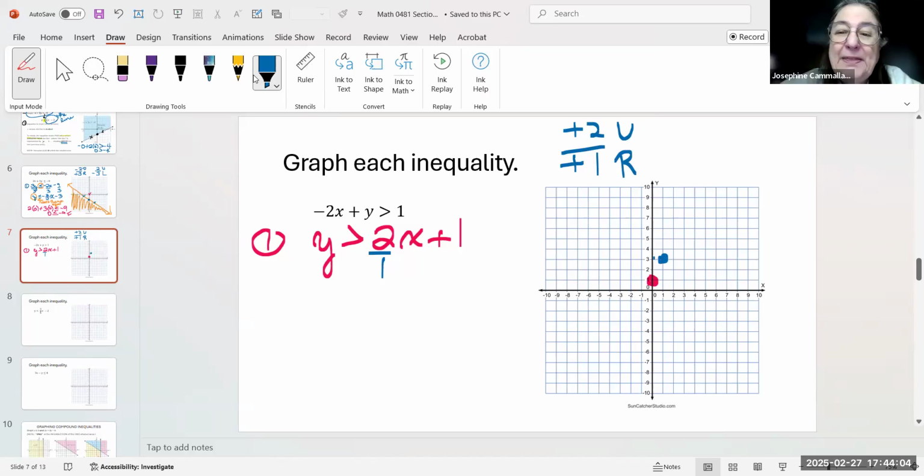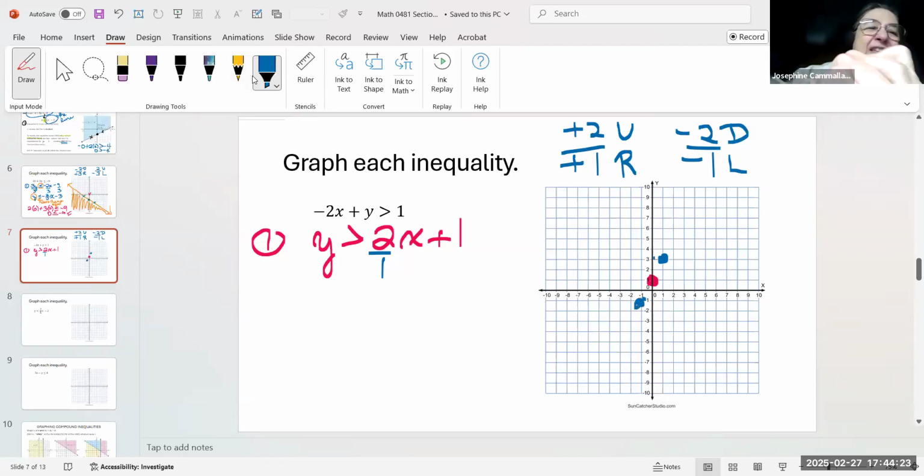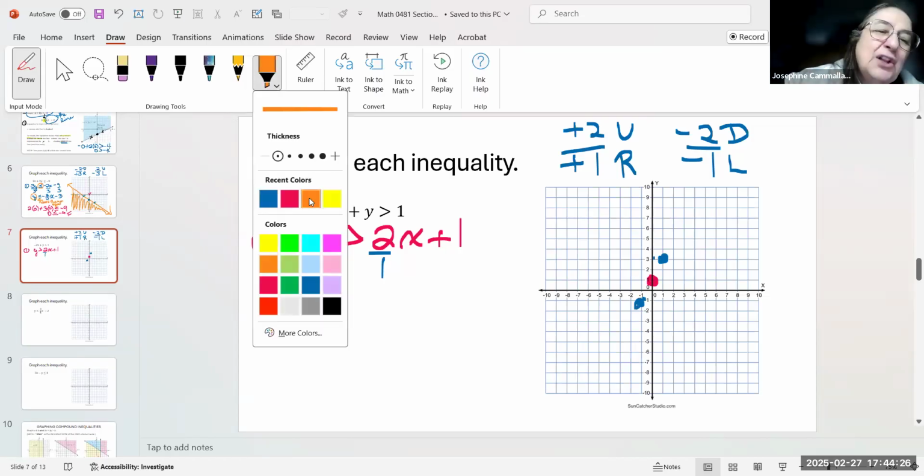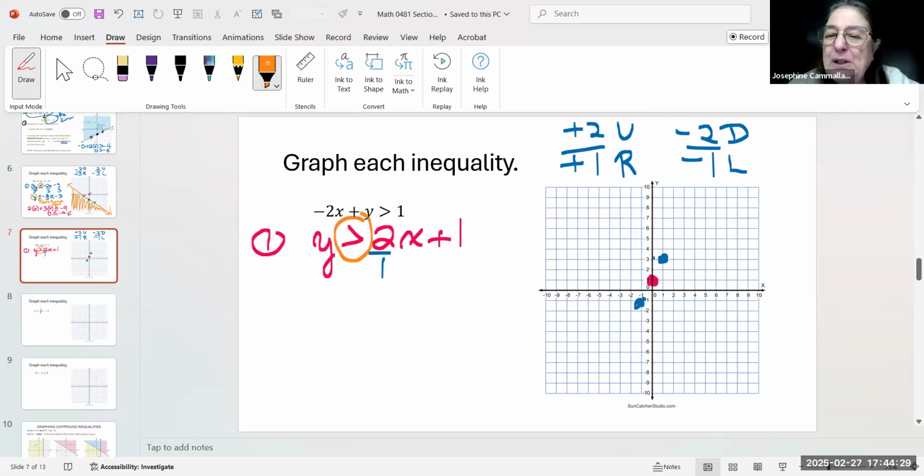But then remember, I have to go in the opposite direction of my red dot. So this is -2, -1. I'm going down and left. Down 2, left 1. Now this is where you're going to have to be careful. Look right here. That symbol does not have a line underneath it. So that means I better have a dashed line showing on my graph.